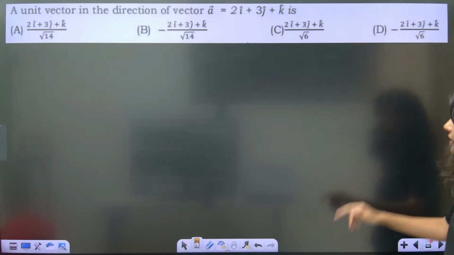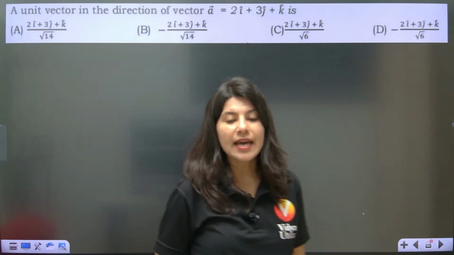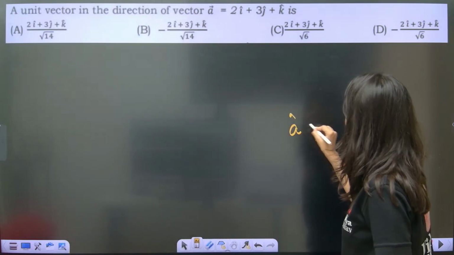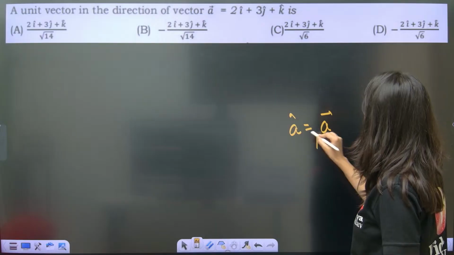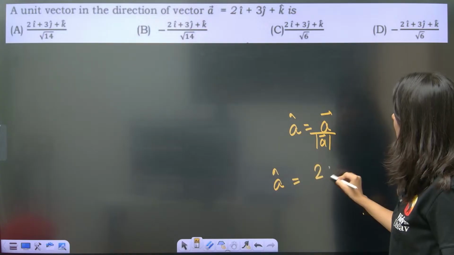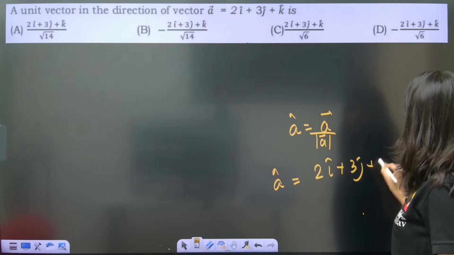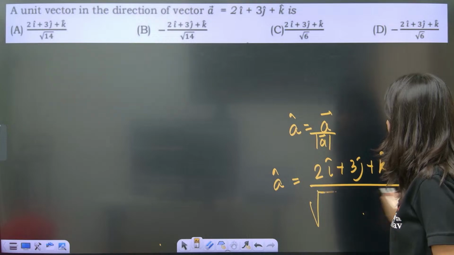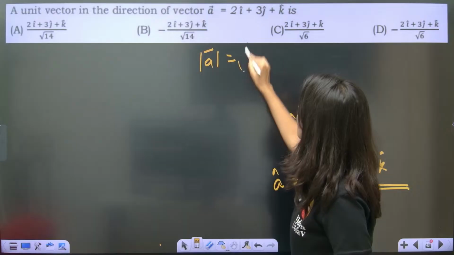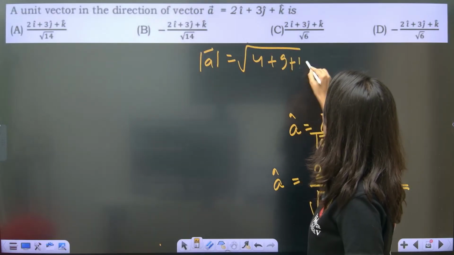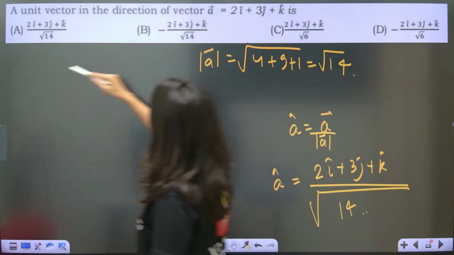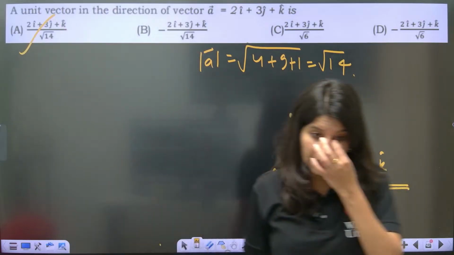Now we have a unit vector in the direction of this vector. Clearly, the direct formula is A cap equals A upon magnitude of A. Yes, this is the formula for unit vector. So A cap is going to be 2I cap plus 3J cap plus K cap upon magnitude. How do you calculate the magnitude of any vector? The magnitude of A will be square root of 4 plus 9 plus 1. That is going to give you square root of 14. So this is correct, option A is absolutely correct.